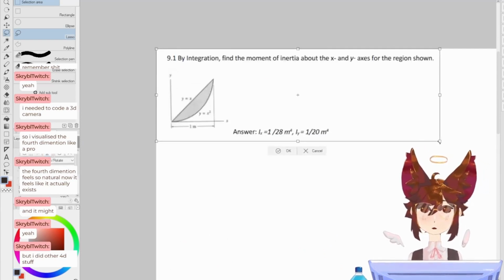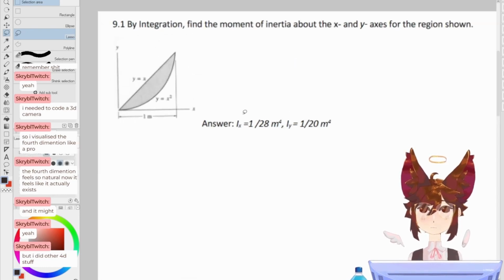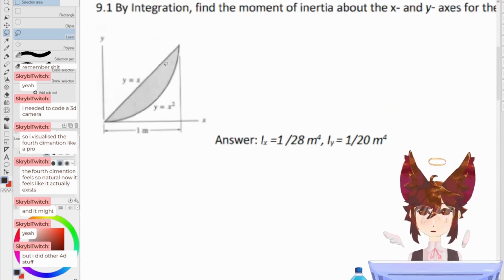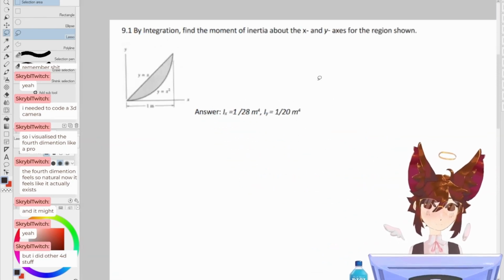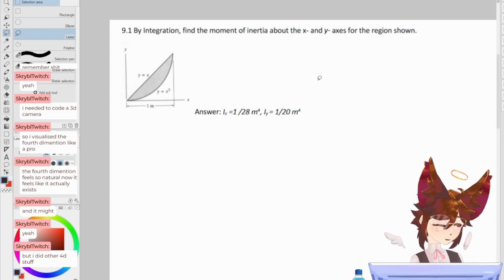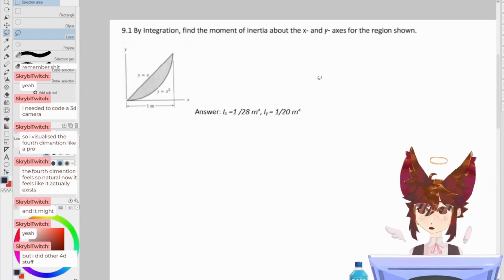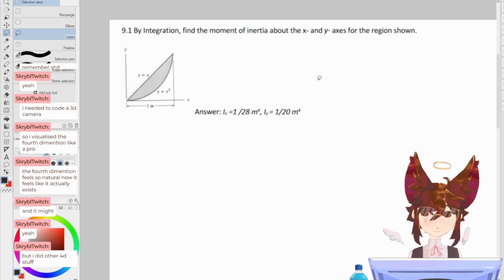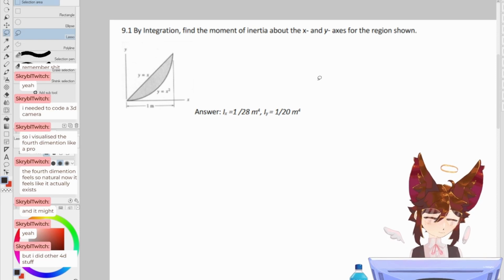Okay. So, about the X and Y axes. To do this, I need to remember if I'm doing it about the centroid, I have to shift it. I think I don't have to shift it if I do it about the non-centroid? I don't know. By integration, we're gonna use some double integrals, baby.